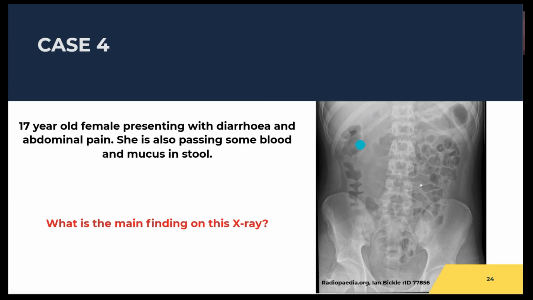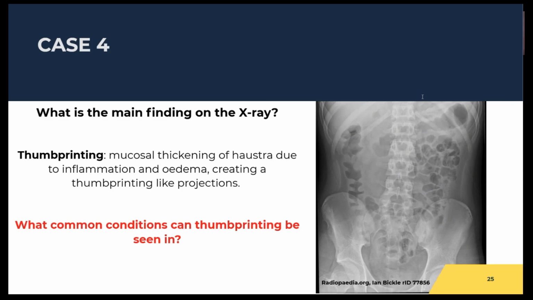Skip lesions. Okay, so these aren't skip lesions. There's a good guess though. Okay, thumb printing, yes. So what is thumb printing? Thumb printing is mucosal thickening of the haustra, which is due to inflammation and edema, which creates thumb printing-like projections. It looks like impressions of thumbs pressed into the bowel wall. This sign is very non-specific, but can also indicate severe inflammation or ischemia. And so what common conditions can thumb printing be seen in?